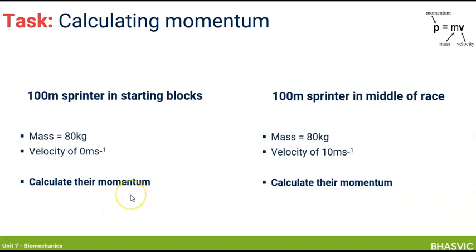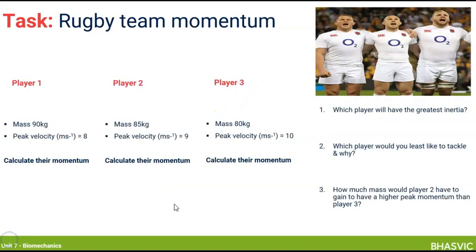So we talked earlier in the video about an athlete possessing different momentum values in different stages of the event. So calculate the momentum of the athlete in the starting blocks and calculate the momentum of the athlete in the middle of the 100-meter race. Okay, I think this is one of the last tasks for you.